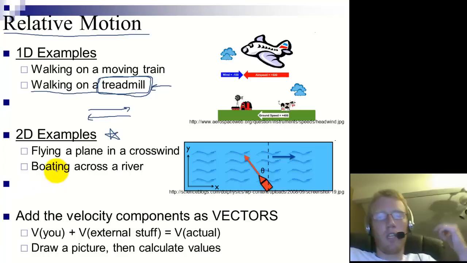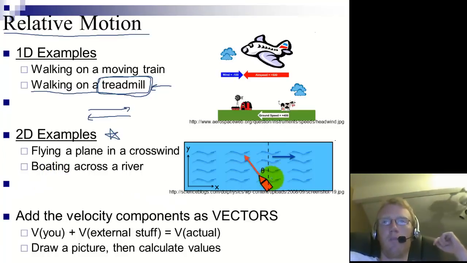Another one is boating across a river. So here's a little nice picture. Maybe the river is going downstream to the right, but you need to boat yourself across. If you point the nose of your boat straight across, you're going to kind of veer off and you're going to go sideways. So if you wanted to go straight across, you actually have to face your boat upstream so that you're paddling upstream, but the stream is pushing you down, and the combination of that might take you straight across. So it depends what you want to accomplish.